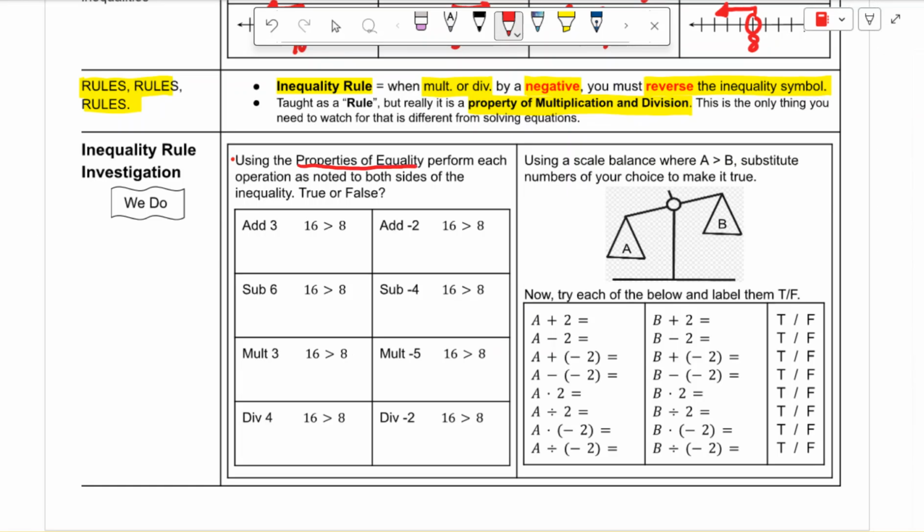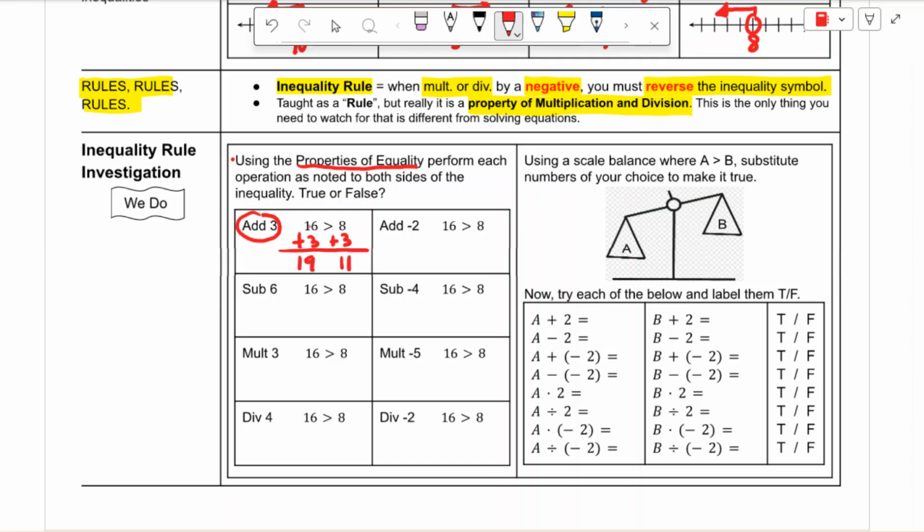Properties of equality. Perform each operation as noted to both sides of the inequality, and then you're going to mark them true or false. So this is telling us to add 3 to both sides of the inequality. So we're going to add 3 and add 3. And 16 plus 3 is 19, and 8 plus 3 is 11.